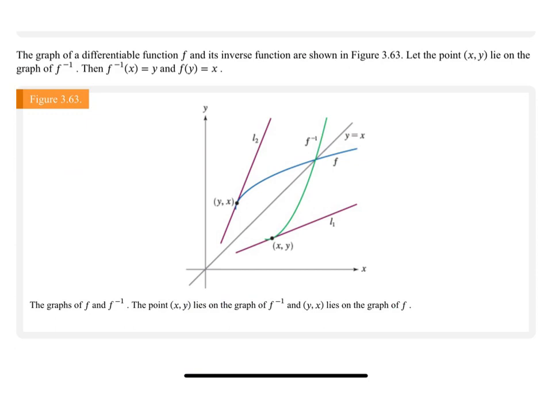That brings us to this. It says the graph of differentiable function f, that's the blue one. Okay, f is this blue one right here. And its inverse function, f inverse, not f prime, f inverse, are shown. Let the point x, y lie on the graph of f inverse.